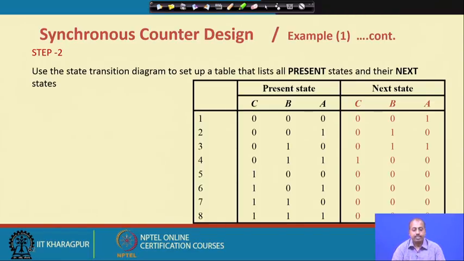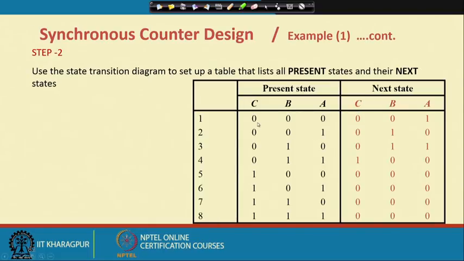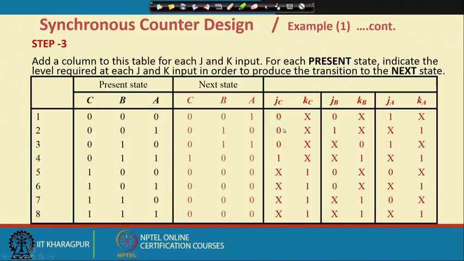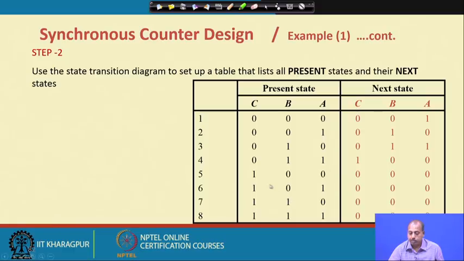So, the next step is to use the state transition diagram to set up a table to list all present and next states. So, you see from 0 0 0, if this is the current state, then from this diagram we know the next state should be 0 0 1. So, that is written here: from 0 0 0 to 0 0 1, from 0 0 1 to 0 1 0. This is coming directly from this state transition diagram.